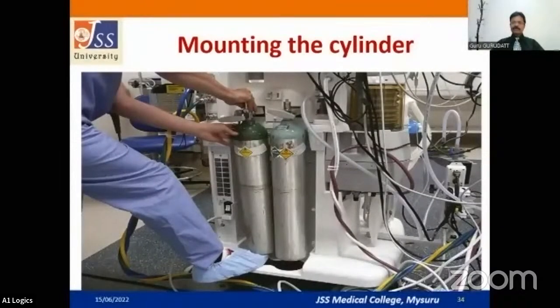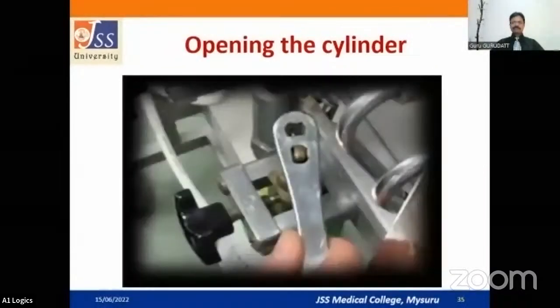The other thing they'll ask you is, once you connect the cylinder onto the workstation, how you are going to open the cylinder. It is very important to open the cylinder very slowly, and you open it with the cylinder key. The spindle has to be rotated anti-clockwise about 3.5 rotations. Then only the port will be completely opened.